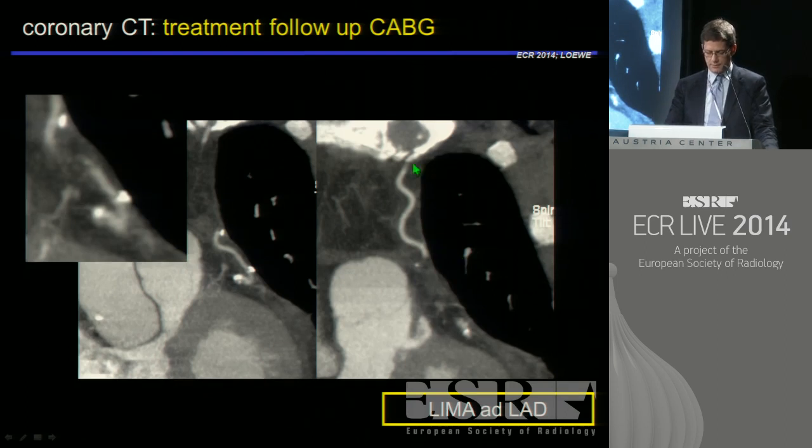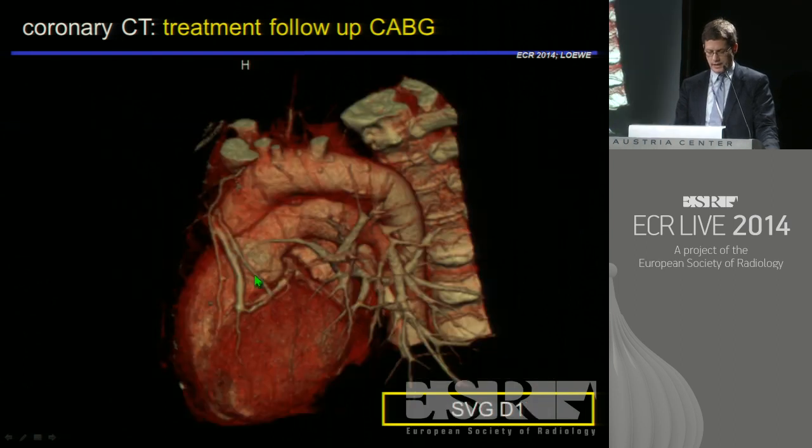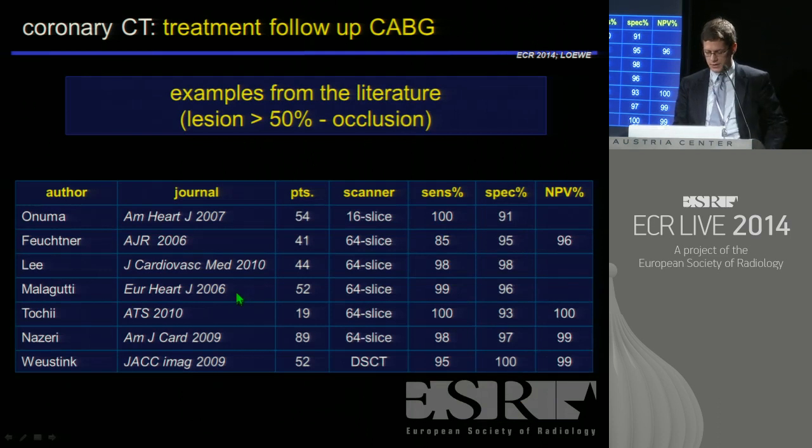Same example. Here's the course of the bypass. Here's the anastomosis. Another example of a graft going to the first diagonal branch. Here you can assess the anastomosis and the course of the bypass graft. So bypass graft patency is a very good indication.